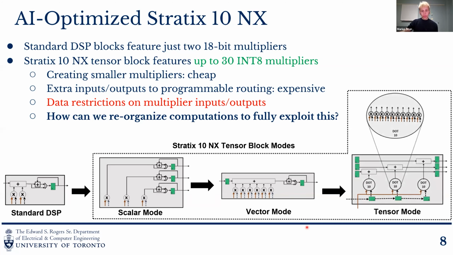Then in tensor mode, we can use all 30 multipliers, but we also have the most restrictions on the inputs and outputs. We operate in vectors of 10 values. 3 of these vectors have to be preloaded into a set of registers before we can do any sort of computations. Once we've preloaded these vectors, we broadcast in 1 vector against all 3 preloaded vectors into the dot product engines. Each dot product engine does 10 multiplications, and then the results of those multiplications are accumulated in order to produce 3 separate outputs as shown here.